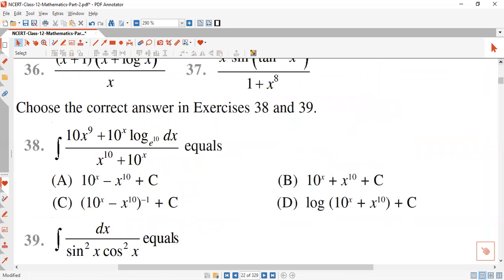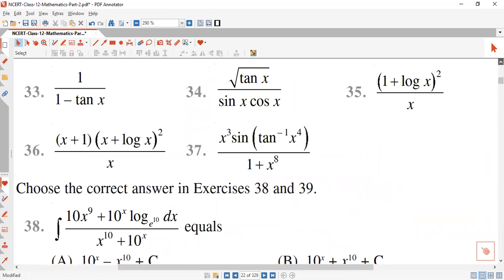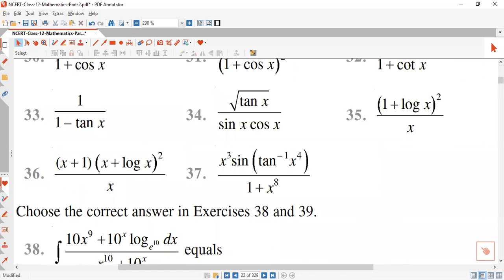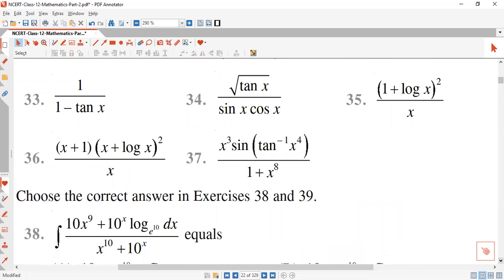Now we want to do question number 33. Similar to the questions we just did, but instead of cot x, we now have tan x. So in similar fashion, we will solve this question.